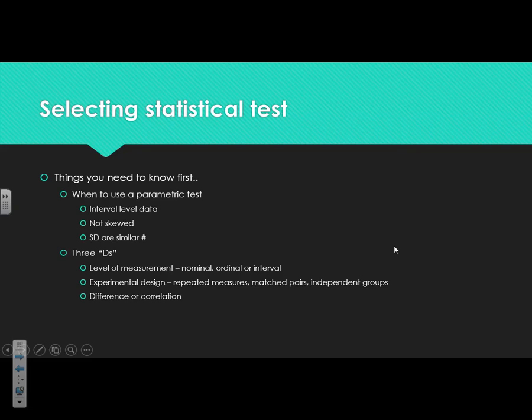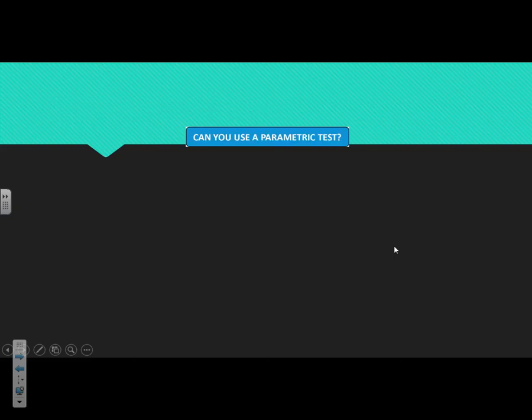And finally, is it looking for a difference or a correlation? So you would talk about those as well. Whether it's a difference or a correlation, you'd see the word relationship, or you would talk about comparing two bits of data.